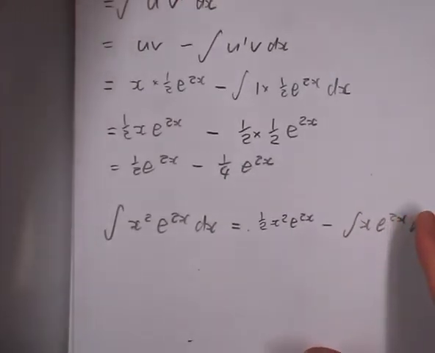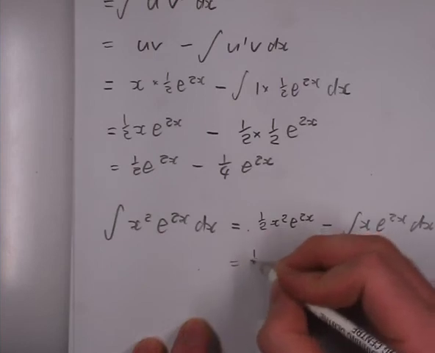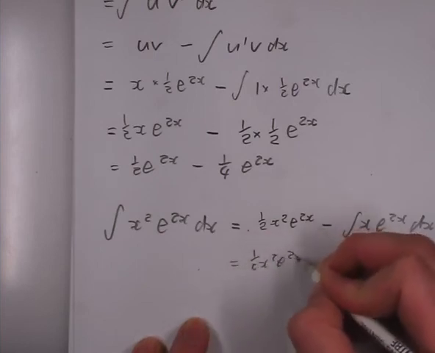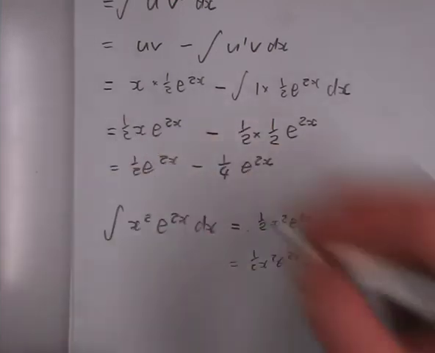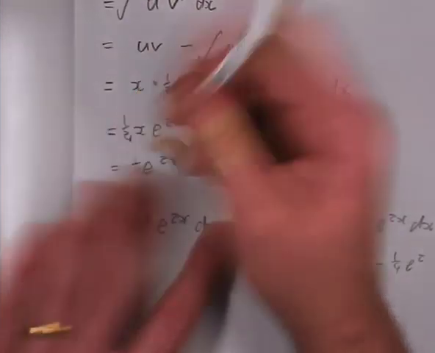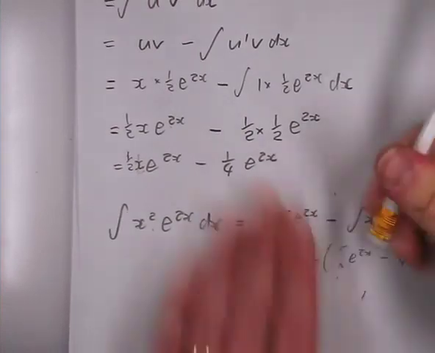It's probably not necessary to go to this level of detail in your working, but I find that if I do it this way, I don't get it wrong, and the person who's reading it knows exactly what I mean. So a half x squared e to the 2x minus a half of e to the 2x minus a quarter of e to the 2. Ooh, I missed an x here. An x went missing. That's actually a half of x, isn't it? Sorry about that.